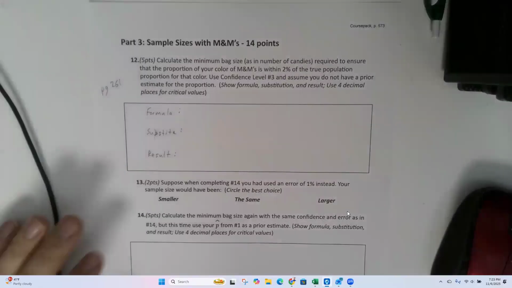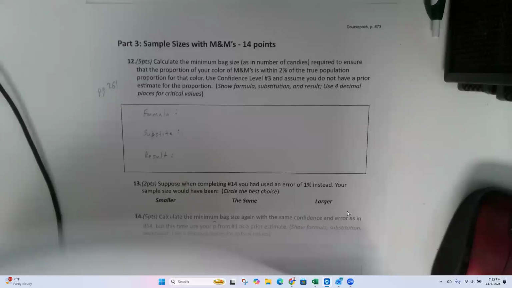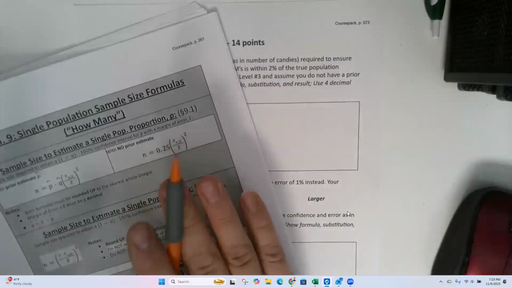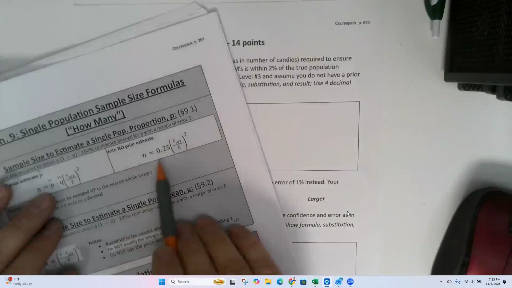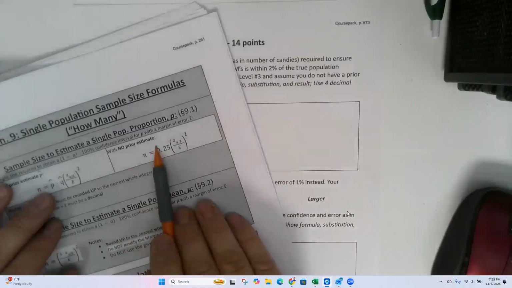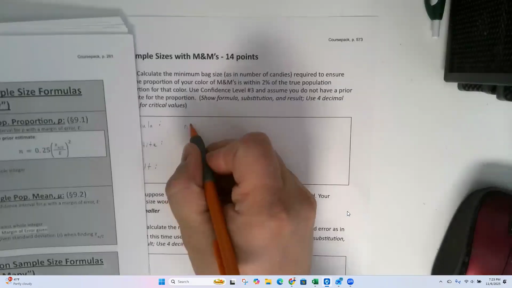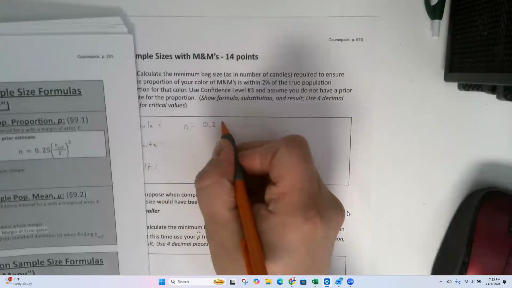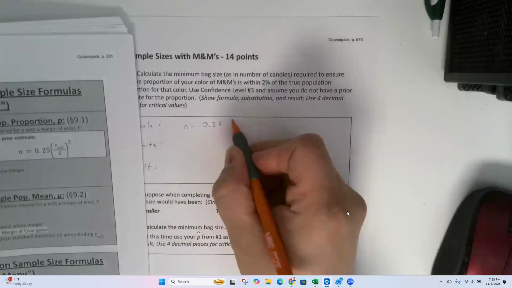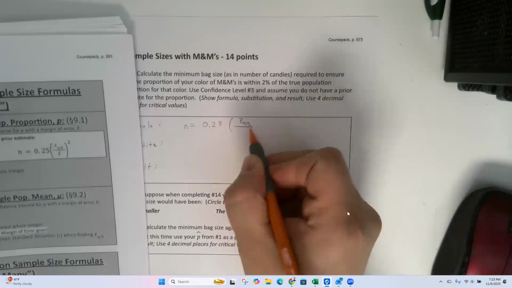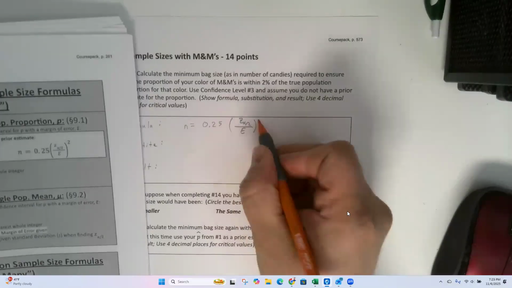Using no prior estimate, I know we do have a prior estimate because we already did it, so it doesn't make sense to use this formula, but just go with me for the moment. The formula is n equals 0.25 times Z alpha over 2 over my margin of error, squared.